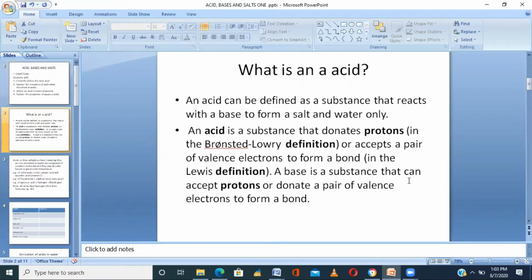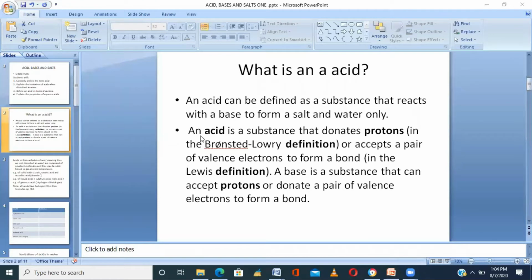All right, so this slide is telling us what is an acid. So basically, an acid has several definitions. That's one thing we need to be aware of. Different scientists defined acids in different ways. So the first definition that we have there, which is one of the most common definitions and the easiest one to remember, is that an acid can be defined as a substance that reacts with a base to form a salt and water only. So I think that's one of the easiest definitions to remember. However, we also have that an acid is a substance that donates protons, and this is in the Bronsted-Lowry definition.